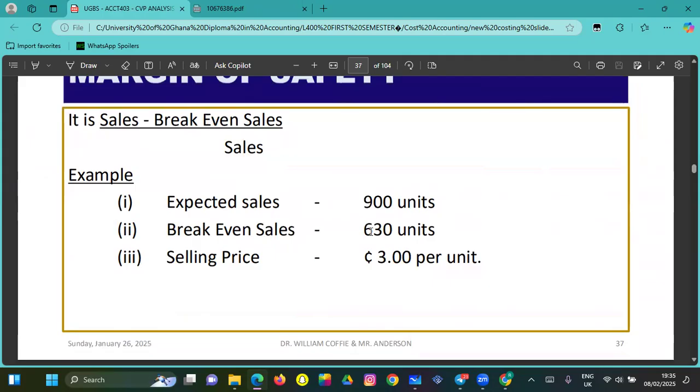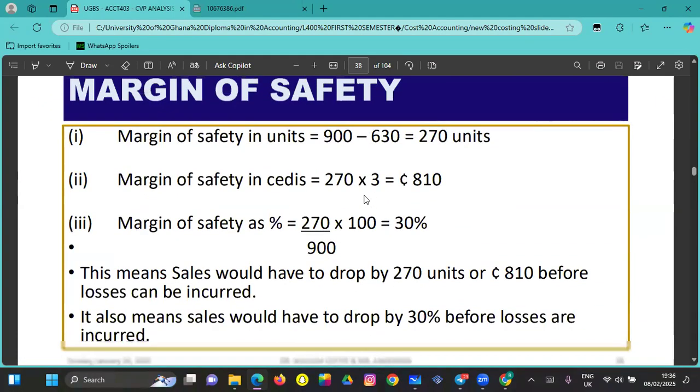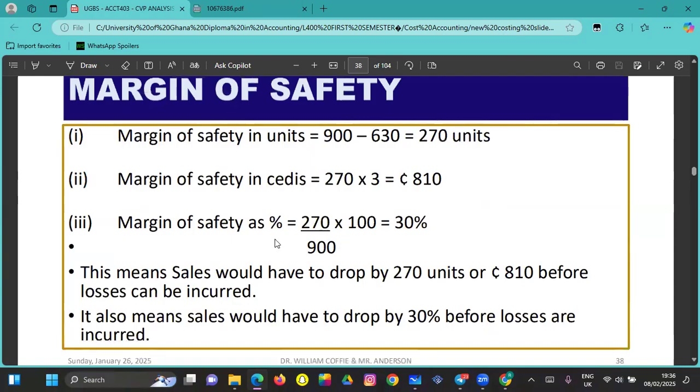So here the margin of safety in units is going to be 9,000 minus 6,300. We are going to get, I think, 900 minus 630, and we get 270. That's the margin of safety in units. If you want to get it in value, you multiply that 270 by 3, and then we get our margin of safety in value. All right, so that's it here.